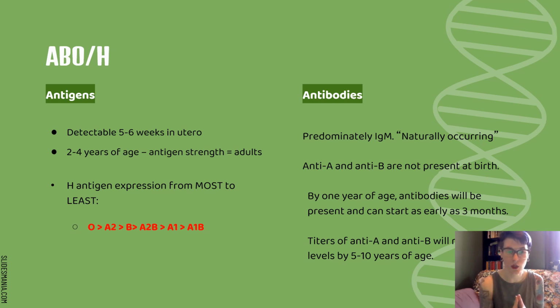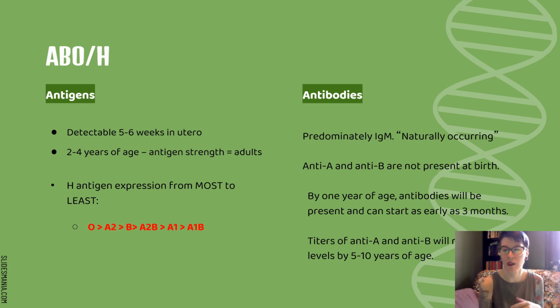You will need to know the H antigen expression, so just memorize this chart. So O cells have the most H antigen expression. They'll react strongest with anti-H. Then we have the antibodies. Predominantly, ABO antibodies are IgM, and they are naturally occurring. Anti-A and anti-B are not present at birth. Remember, that's why we do not do reverse typing on newborns or cord blood.